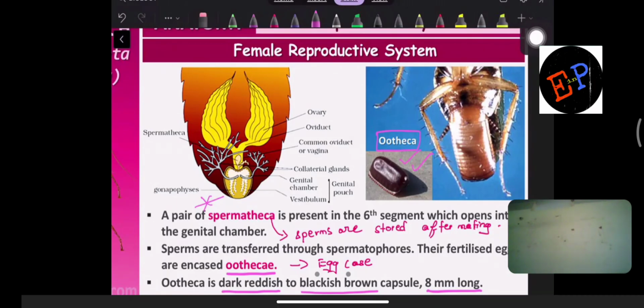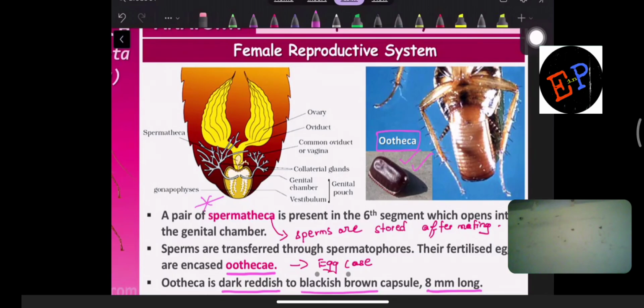Why? Because sperms are not released as a single sperm either. A group of sperms are released. So a group of eggs will also be present. And this group of eggs, we can call it an ootheca.